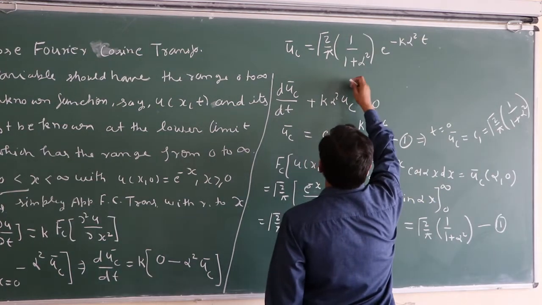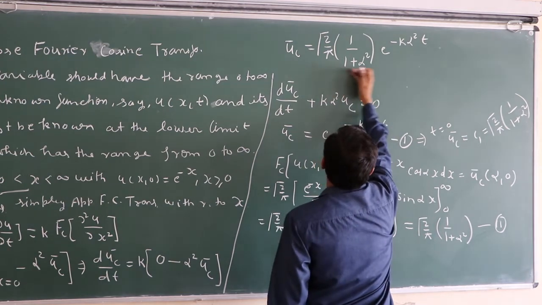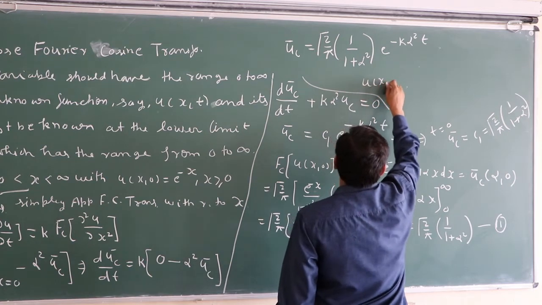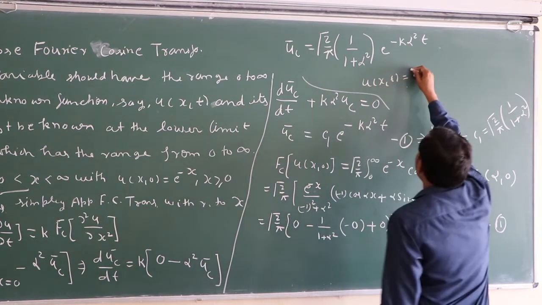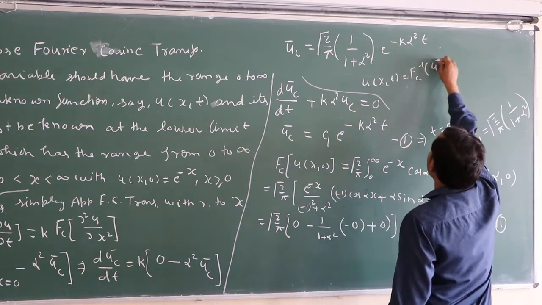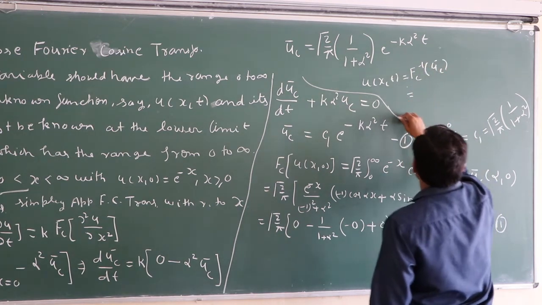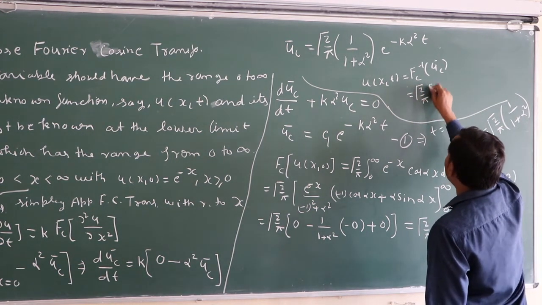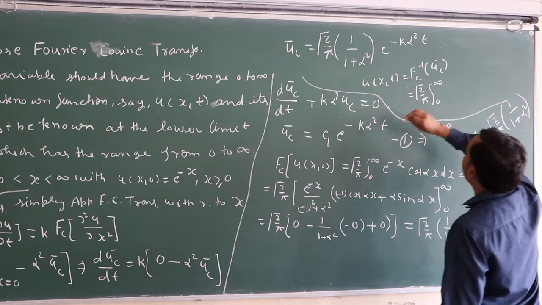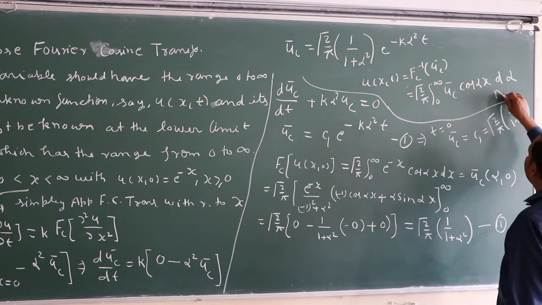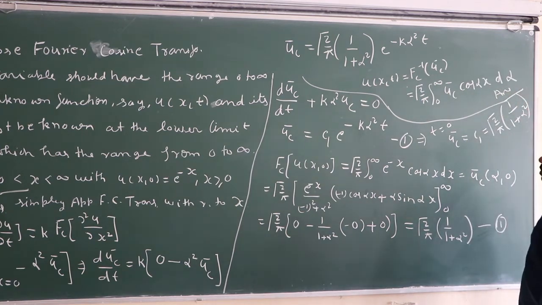We get the solution, that is, take the inverse Fourier transform of this. Simply write the solution u(x,t) is the inverse Fourier cosine transform of u_c bar, that is, written as under root 2 upon pi, integral from 0 to infinity, of u_c bar. This finally gives the answer to this problem.